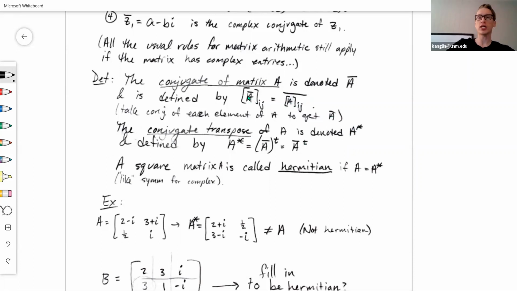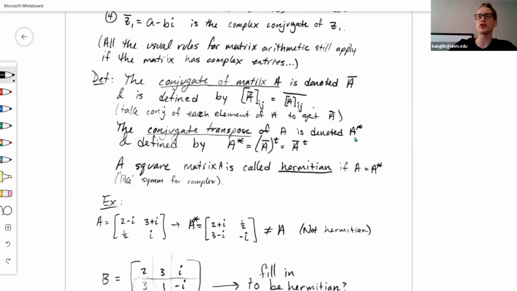Now, if you take the conjugate and then you take a transpose, we call that the conjugate transpose of A, and it's denoted A with a little star up here in the superscript. Really, you could write that as the transpose of the conjugate, or you could write that with this notation altogether, A with a bar, then a T. But we will typically use that star to represent conjugate transpose.